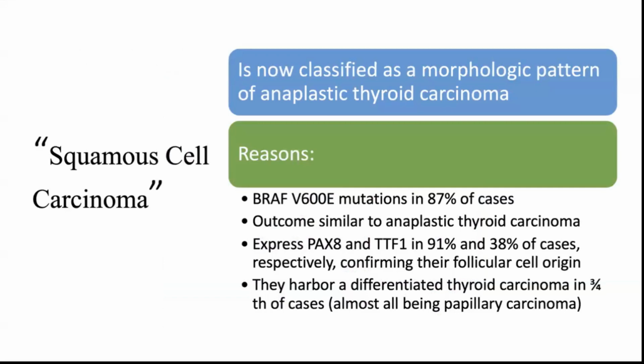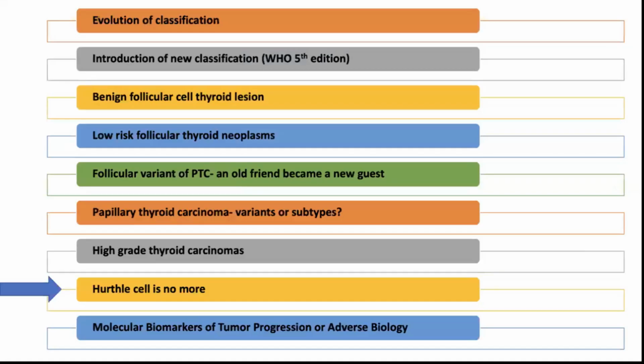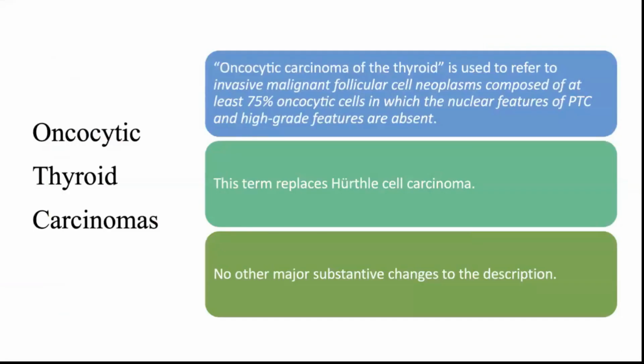They express PAX8 and TTF1 in 91 and 38% of the cases respectively, confirming their follicular cell origin. And they harbor a differentiated thyroid carcinoma in three-quarters of cases, almost all papillary thyroid carcinoma. So it still comes under high-grade thyroid cancers.